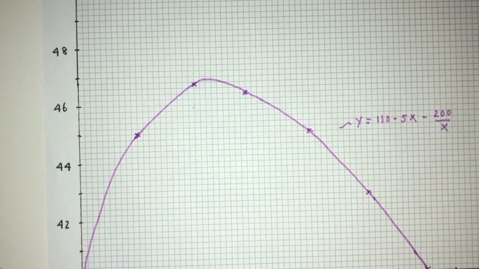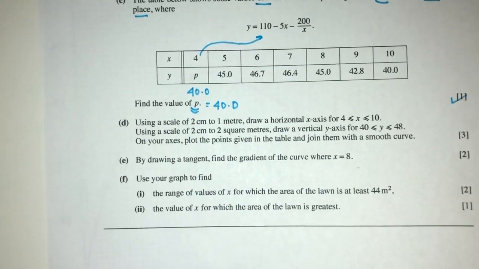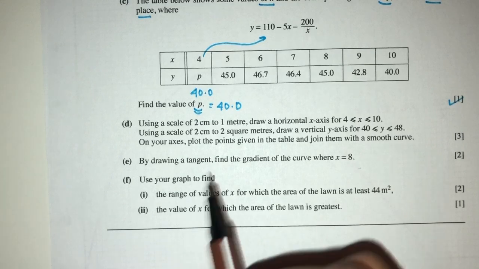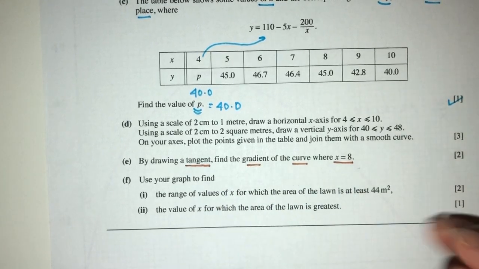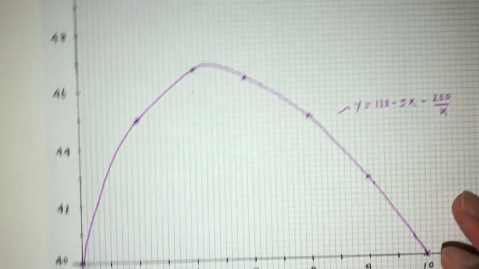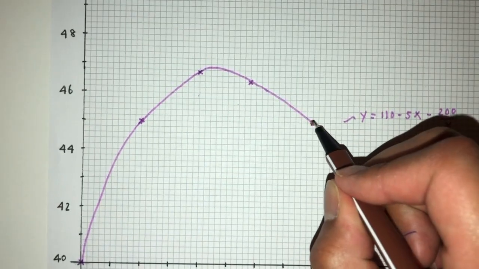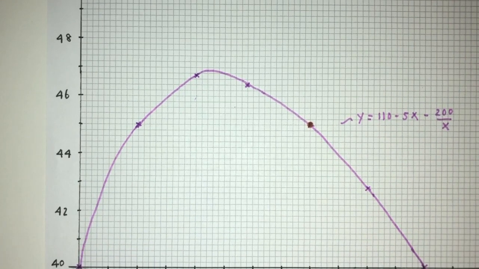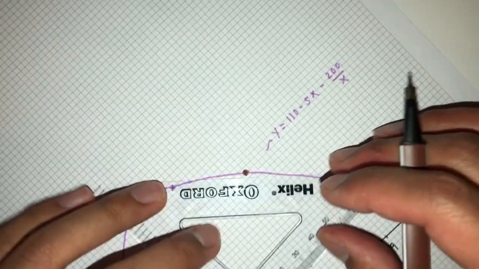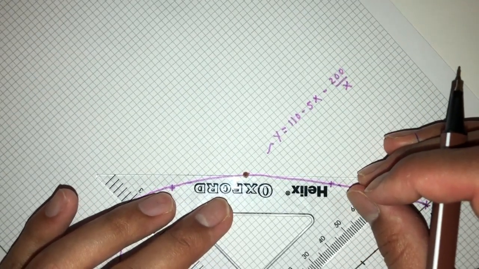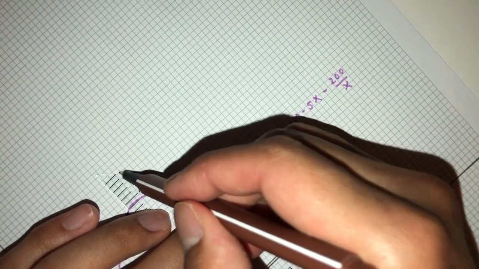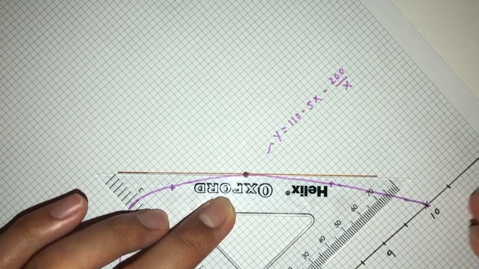Now for part E. By drawing a tangent at this point, find the gradient of the curve. So pretty easy. At this point is where? It is the point right here. Tangent is a line touching the point. So as you can see, it will be touching the point. The tangent is the line touching the curve at only one point. So that will be my tangent at that point.